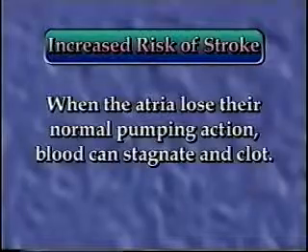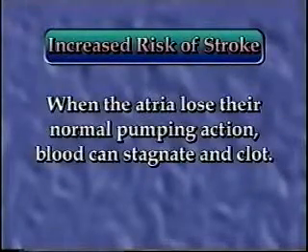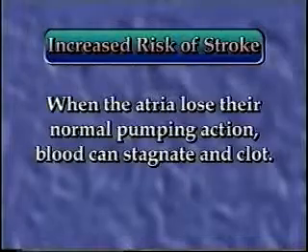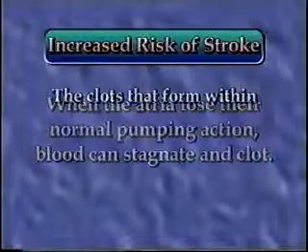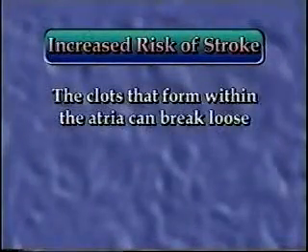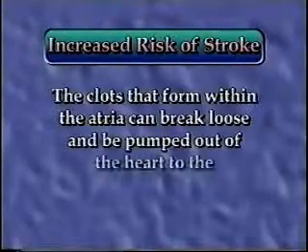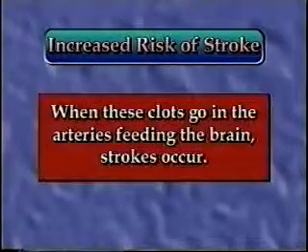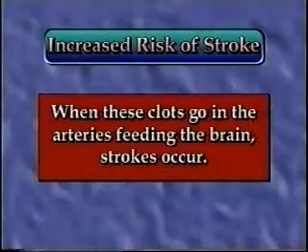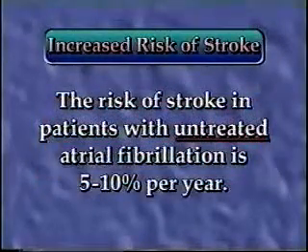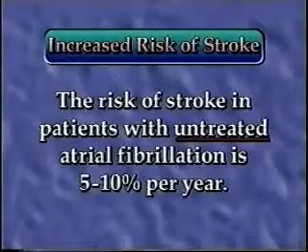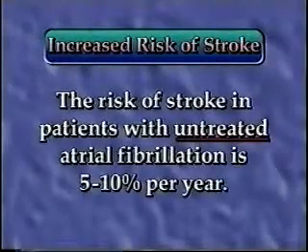The second problem with atrial fibrillation is the increased risk of stroke. When the atria lose their normal pumping action, blood can stagnate and clot. The clots that form within the atria can break loose and be pumped out of the heart to the body. When these clots go in the arteries feeding the brain, strokes occur. The risk of stroke in patients with untreated atrial fibrillation is 5 to 10% per year.